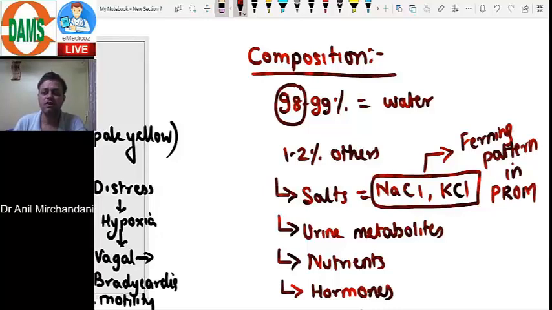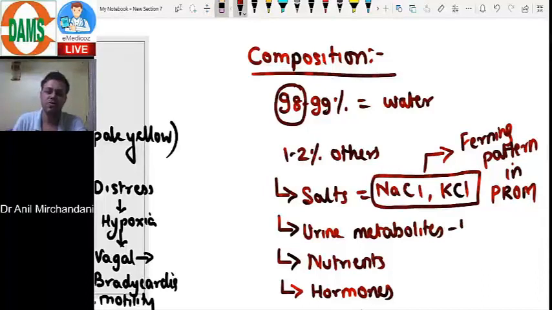So imagine a patient who has come to your clinic and she has leaking per vaginum. You take that fluid and see under microscope, you will see Ferning pattern. In due course of topics, we will talk about Ferning pattern. In fact, I will show you the picture of Ferning pattern as well. Just for time being, remember, Ferning pattern is seen in PROM due to salts in amniotic fluid.